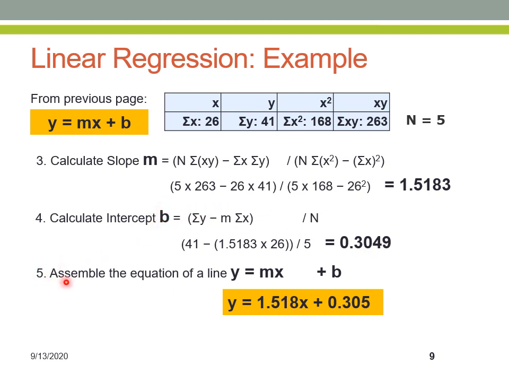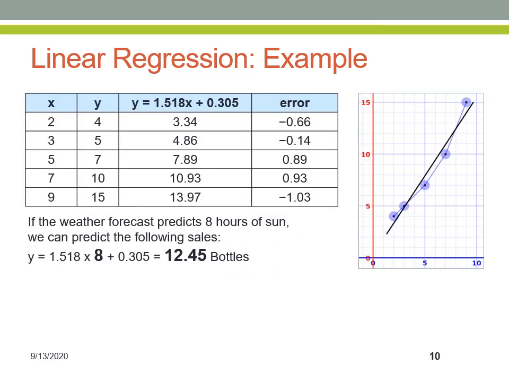Now we're going to assemble the equation for our line y equals mx plus b, which gives us y equals 1.5183 times x plus 0.305. Now that we know what our model looks like, namely y equals 1.518 times x plus 0.305, we can calculate the dependent variable values based on our model.